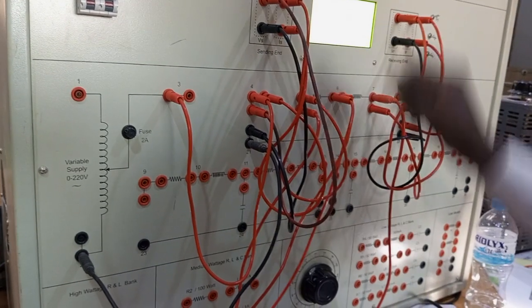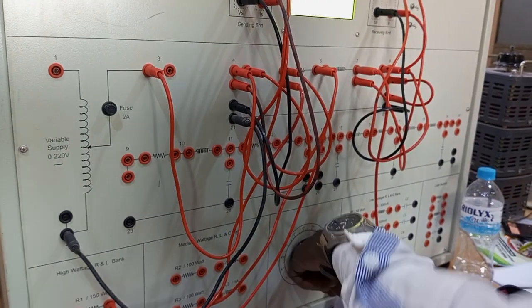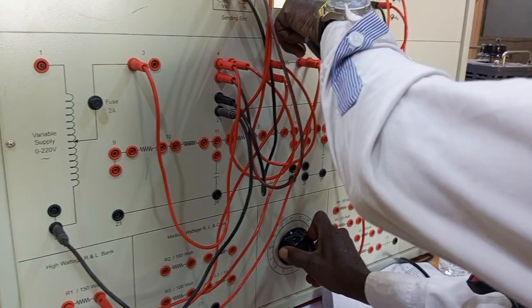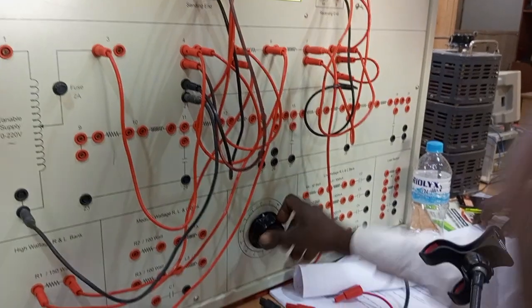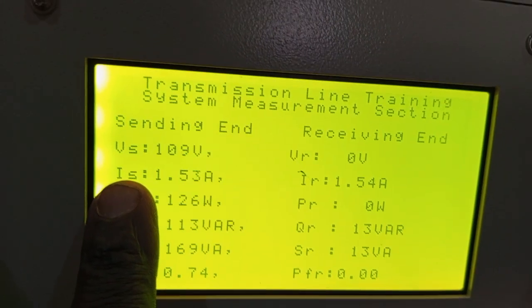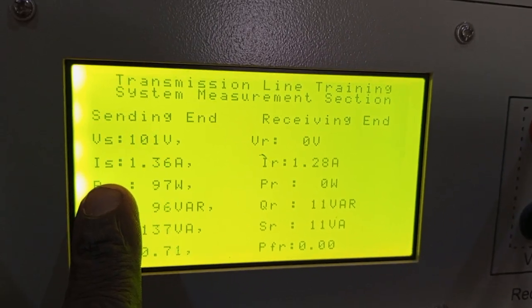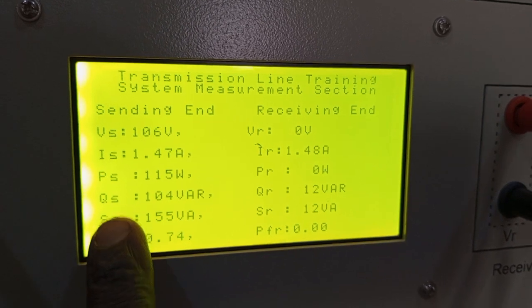At the supply end, don't mind this one, 110 is fluctuating. And see, as I'm increasing the voltage here, the current is increasing. Can we see it's increasing? The sending current, as I'm increasing this voltage, the current is increasing. As I'm reducing it, the current is also reducing. So we have to be careful here.